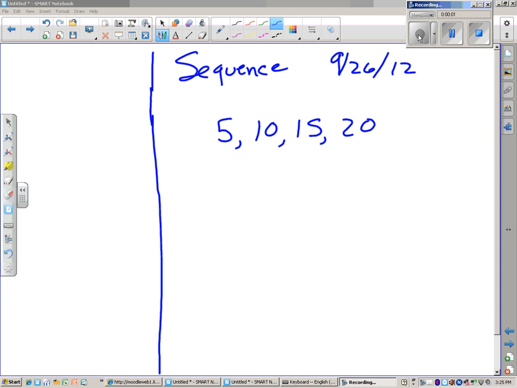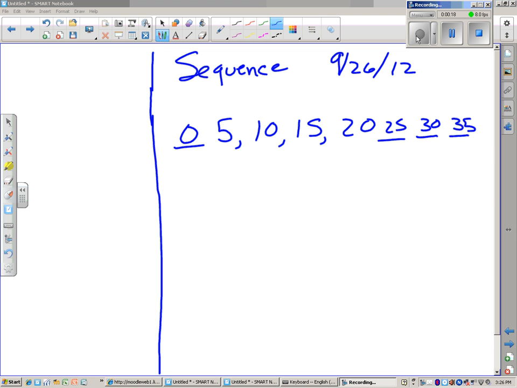If I look at the sequence 5, 10, 15, 20, what three numbers would come next? Everybody: 25, 30, 35. Okay. What number would come before this sequence? 0.